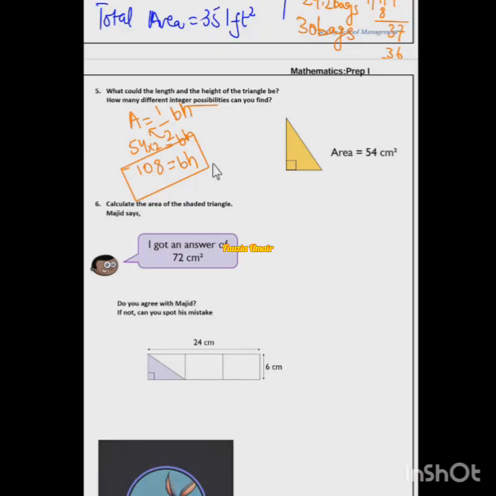So we'll start with 1. Let's take base 1. What would be height? 108. So the first pair would be 1 and 108. It is just like we are finding factor pairs, exactly the same way. So if the base is 2, then height would be 54. Very good.